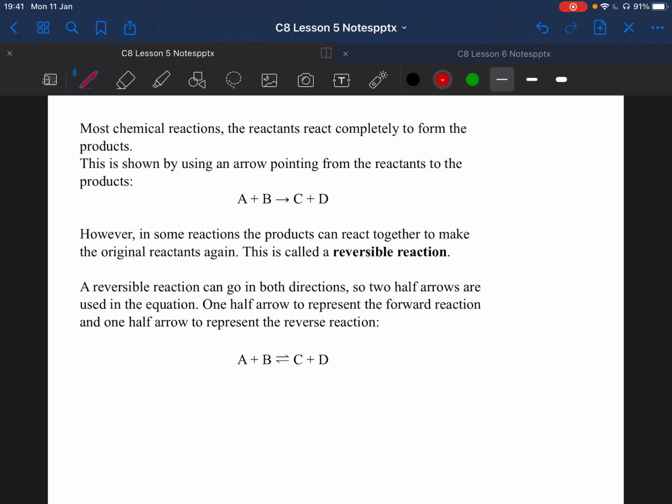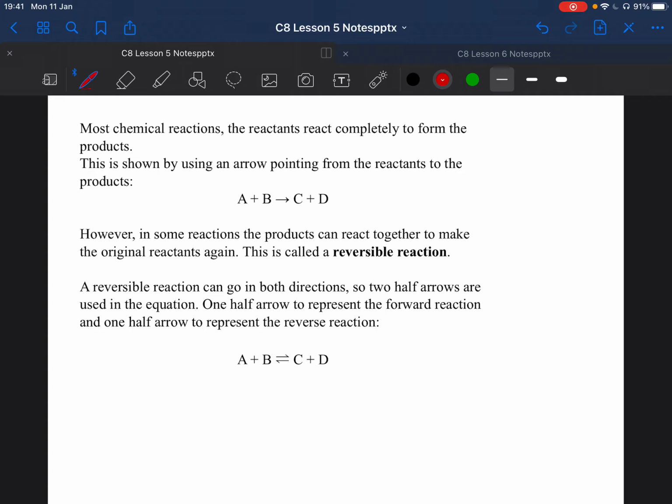Hi, welcome to the fifth video in the rates and equilibrium topic. This video is going to cover what a reversible reaction is, how you can tell if a reaction is reversible, and what we mean by the term closed system. So let's start with a little bit of a recap about reactions.